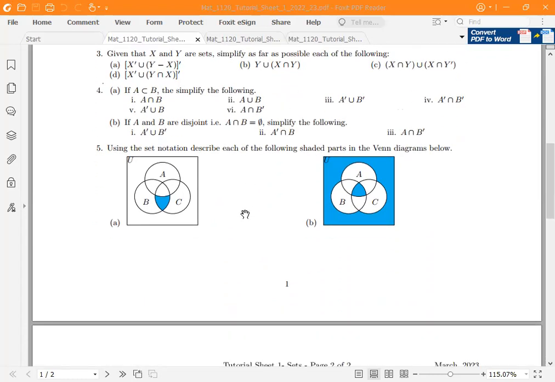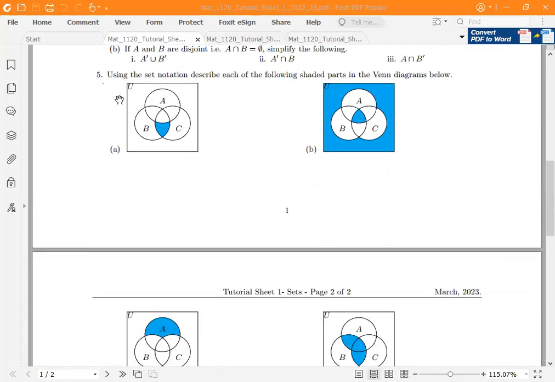Okay. Then let's go to question 5. Using the set notation, describe each of the following shaded parts in the Venn diagram below. You just need to make it a habit to describe whatever you see shaded so that you can also use the Venn diagram to shade when you're stuck in simplification. You saw what I was doing. I was simplifying. No one told me to use sets, Venn diagrams. I just went to that Venn diagram because I can easily see them. So if I can use them, I should also be able to interpret them if I meet them.